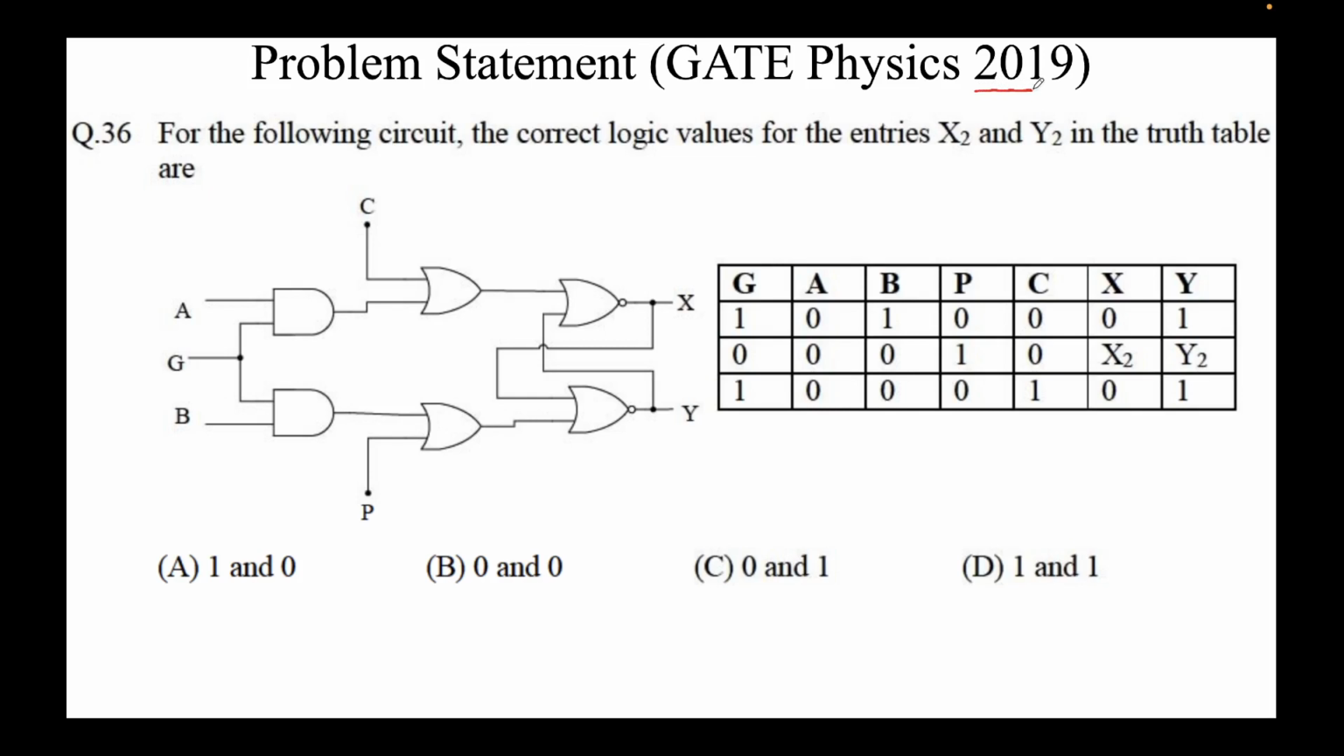The problem statement from GATE Physics 2019 reads as follows. For the following circuit, the correct logic values for the entries x2 and y2 in the truth table are. We have been given a circuit here with some logic gates and some inputs, and we are given a truth table, and we need to find these two entries x2 and y2, which are required, and four options have been given.